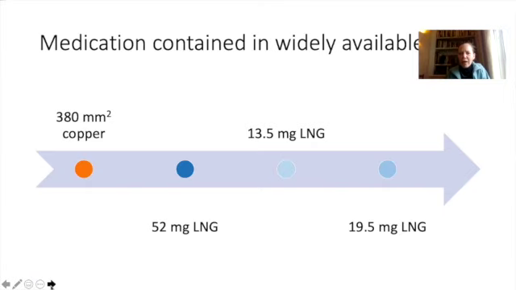So what are the actual medications contained in these medicated IUDs? In the copper IUD, we said that was 380 millimeters squared of copper. In Mirena and Liletta and Levosert, which for these purposes I will now combine under the heading of our 52 milligram levonorgestrel IUD. And then we have those lower dose ones that contain either 13.5 milligrams, again marketed as Skyla, and 19.5 milligrams marketed as Kyleena. Next.